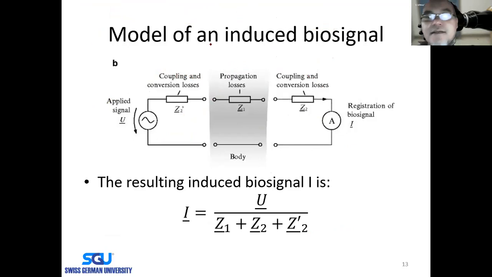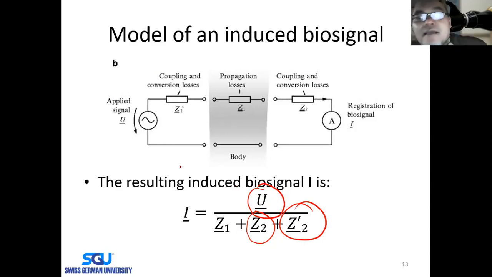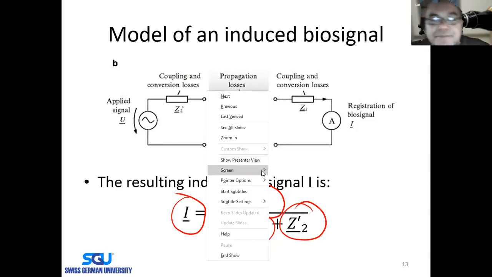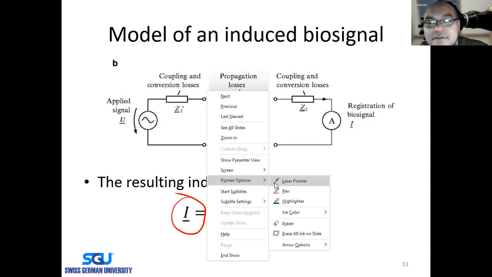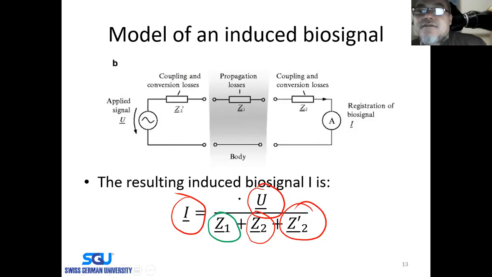From that model, the resulting induced biosignal I, using Ohm's law, equals U divided by the series impedance, which is Z1 plus Z2 plus Z2 dash. This is known because it is engineered by us. This is also known because we can modulate the signal, since the source now comes from our device, not from the body. And this is what we register. So we are left with the signal that we are interested in, which we can construct further as either an image or the beating of the heart, etc.